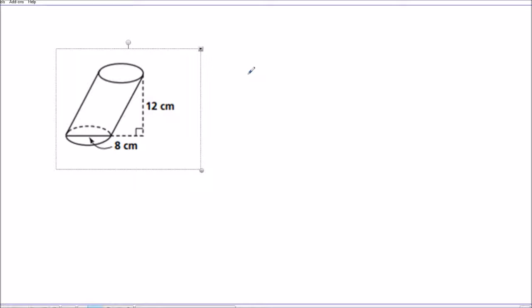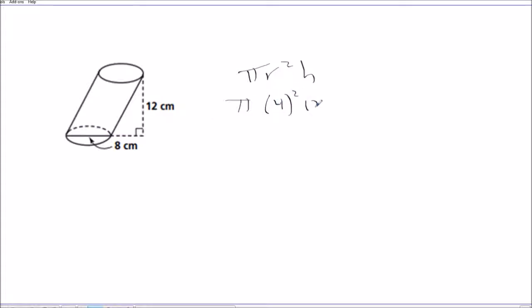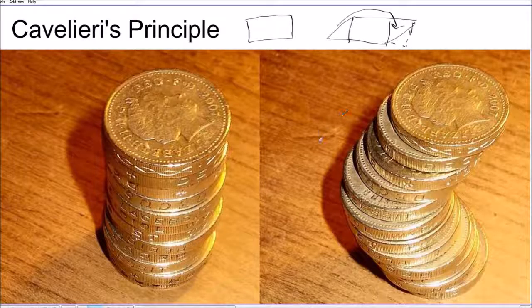Again, we have a cylinder, so it's going to be pi r squared times the height. The diameter is 8, the radius is 4, and the height is 12. It's going straight up and down. They demonstrated that with the right angle right here. And so I'm going to leave this one in terms of pi. So what I get is 4 squared times 12. That's 192. So I have 192 pi cubic centimeters. And that's all. So if you see that the shape has been skewed a little bit or slanted to the side, don't be intimidated by that at all. Cavalieri's Principle tells us it's going to work the exact same way.